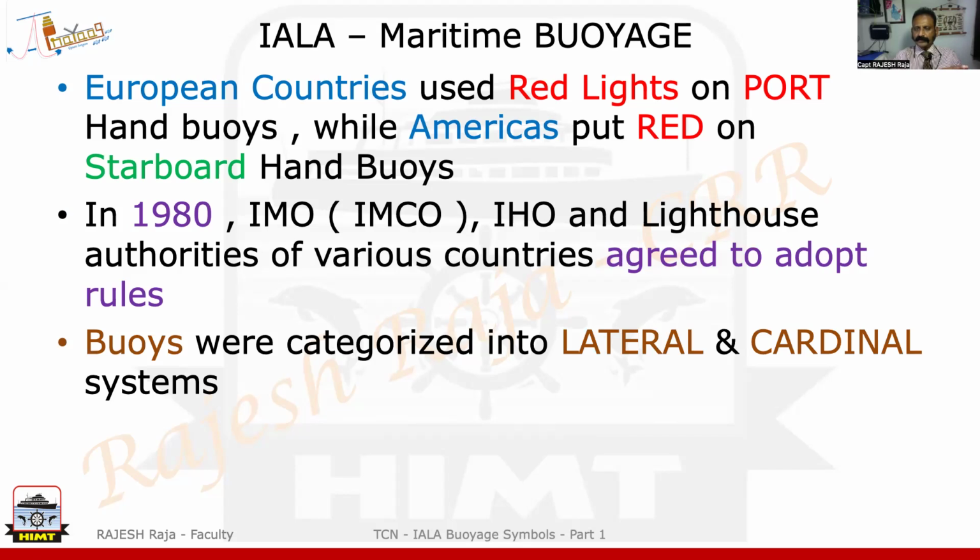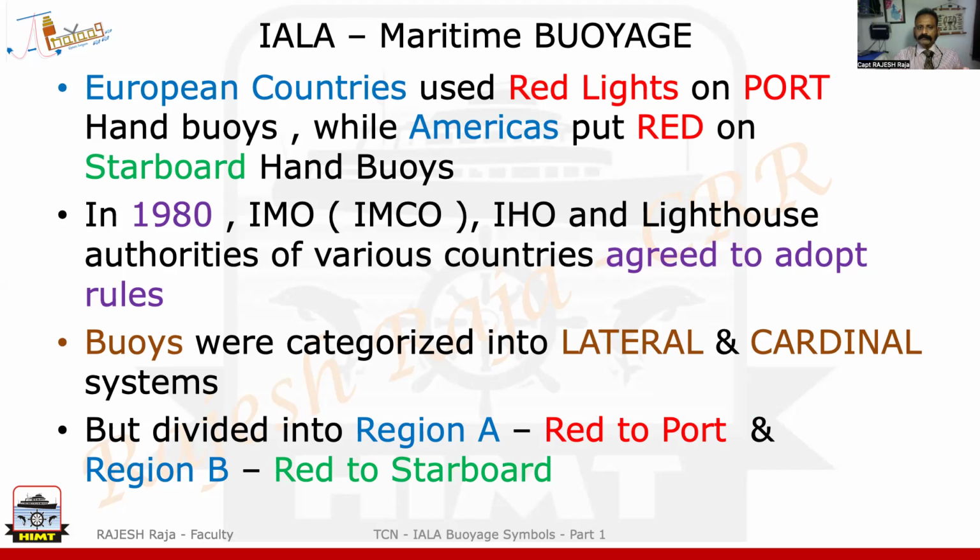So buoys were categorized mainly into various types. Out of that, the most common ones are your lateral and cardinal marks. So this is not the end of it. There are more buoys. I will keep finishing all the types of the buoys as and when the videos go on. But I'll be starting with lateral. For you, lateral and cardinal are very basic structures of the buoyage system. So even though there are more of them, we'll deal with it. I'll start with the lateral.